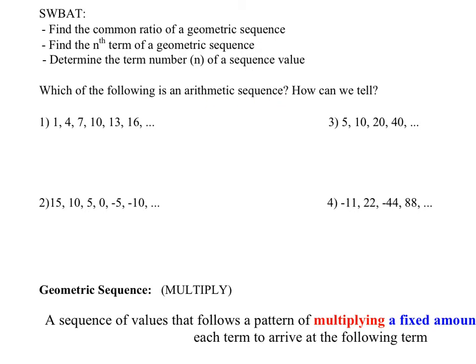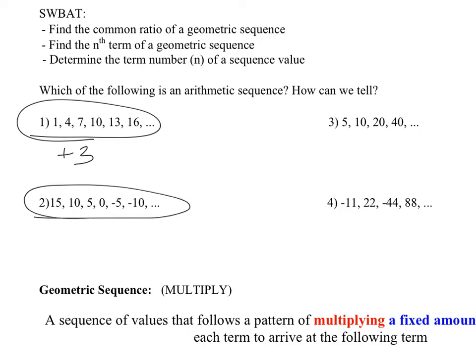Okay, and an arithmetic sequence is one with a common difference. So if you can go up by the same number every time, it's arithmetic. So this one is arithmetic because you go up by 3. The common difference is 3. And this one is arithmetic because you go down by 5. You subtract 5 every time. That's your D.